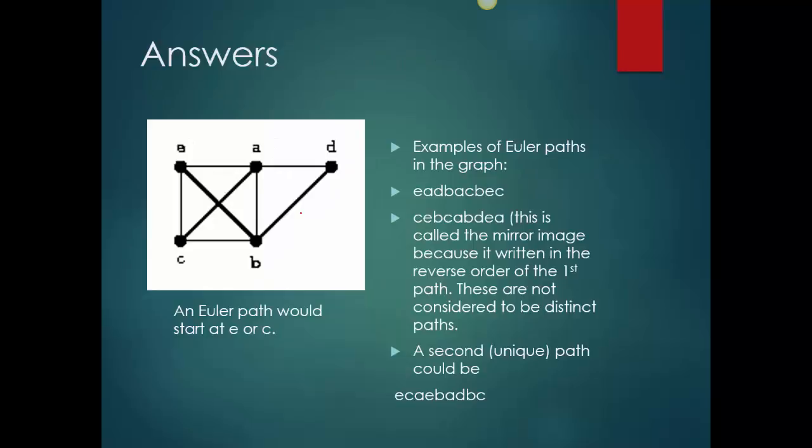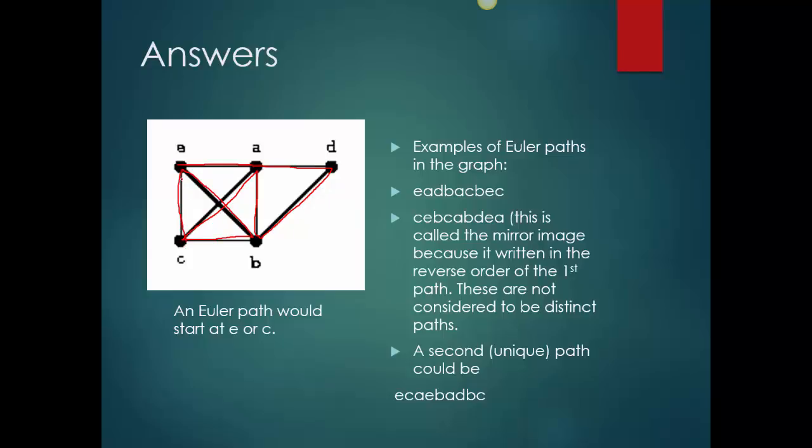Okay. So let me show you some examples of what I see. Well, let's see, I started at E. I could go E, A, D, B, A, C, B, E, C. So I started at E, I ended at C.